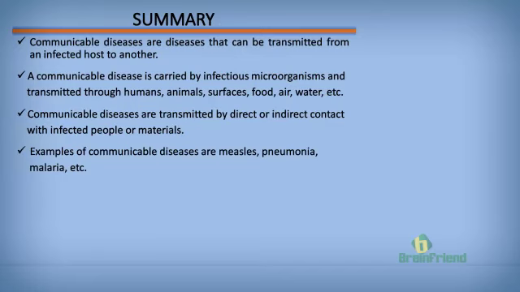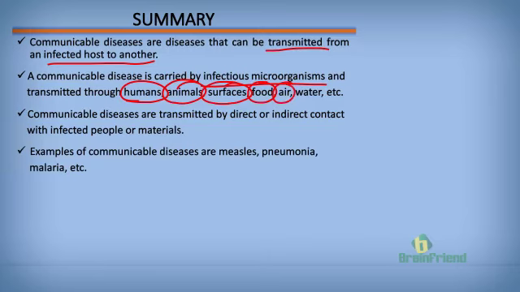We have come to the end of this lesson. We'll quickly take our summary. We said that communicable diseases are diseases that can be transmitted from an infected host to another. And then we say that the communicable disease is carried by infectious microorganisms and transmitted through humans, animals, surfaces, food, air, and water. Communicable diseases are transmitted by direct or indirect contact with infected people or materials. Examples of communicable diseases are measles, pneumonia, and malaria. We mentioned a whole lot of other diseases that are communicable.